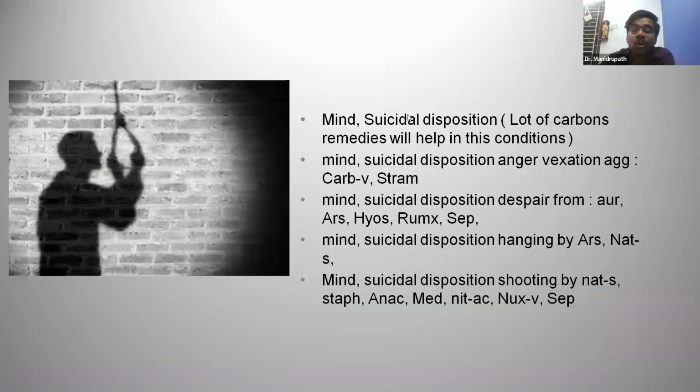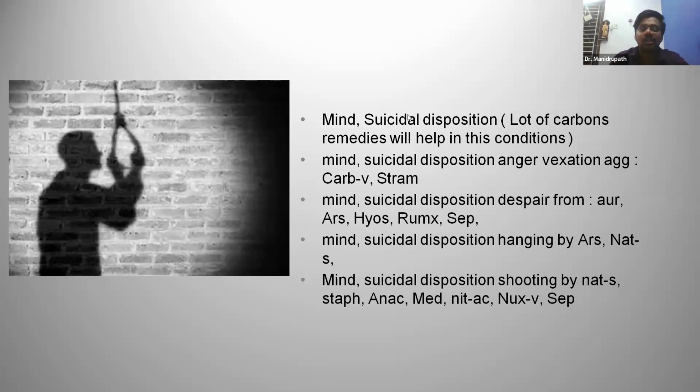Mind, suicidal disposition. A lot of carbon remedies will help in these conditions. Almost all, if you search any suicidal rubric, there will be a carbon element. Mind, suicidal disposition, anger, vexation, aggravation. So here you see, I will tell you the beauty of this repertory. This rubric was taken from the NER repertory, to understand broad pathological symptoms and broad mental symptoms. Please concentrate on reading the NER repertory, daily 5 rubrics. This will give you the causation and the mind symptoms you will find there.